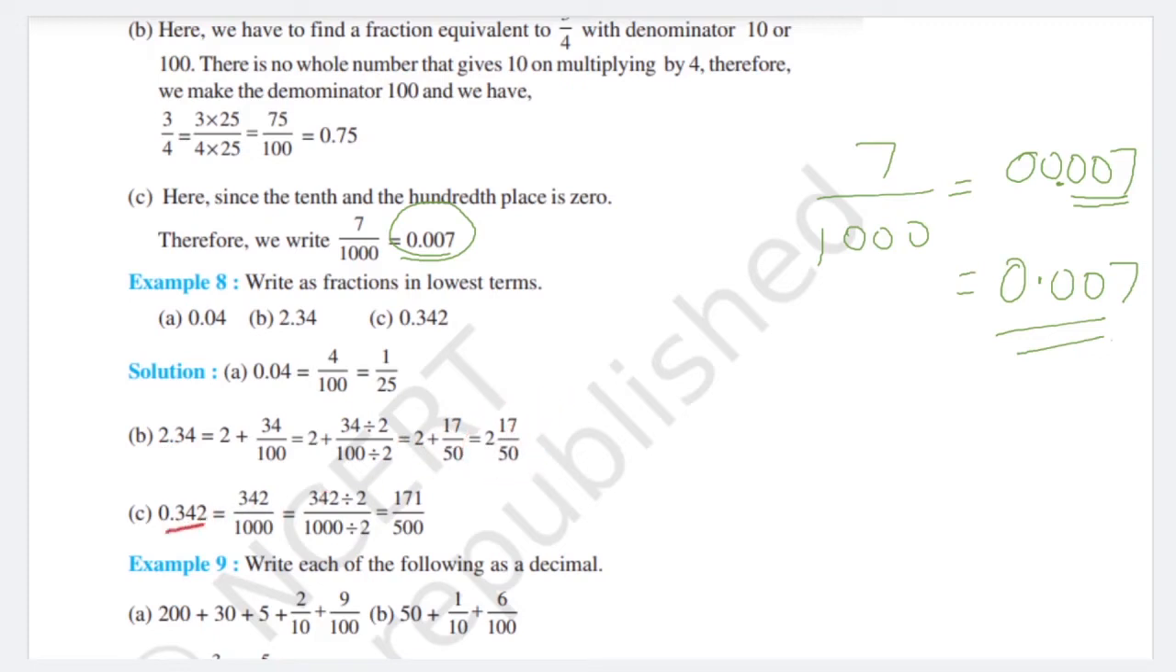The next one is 0.342. How many digits are there after the point? 1, 2, 3. So you will have 3 zeros in the denominator, 1 followed by 3 zeros. It will be 342 divided by 1000. Now we are dividing both numerator and denominator by 2. The answer will be 171 divided by 500.